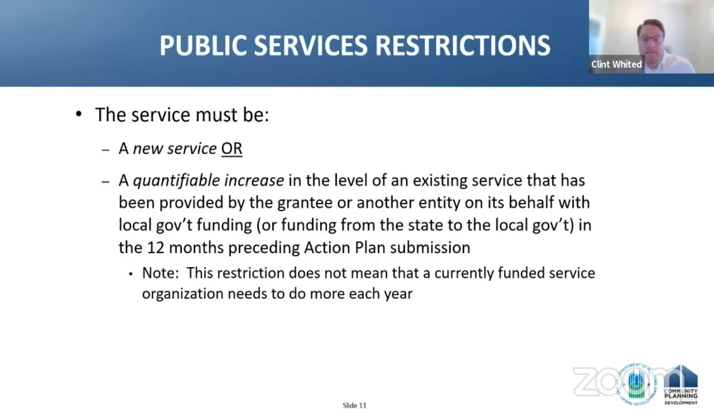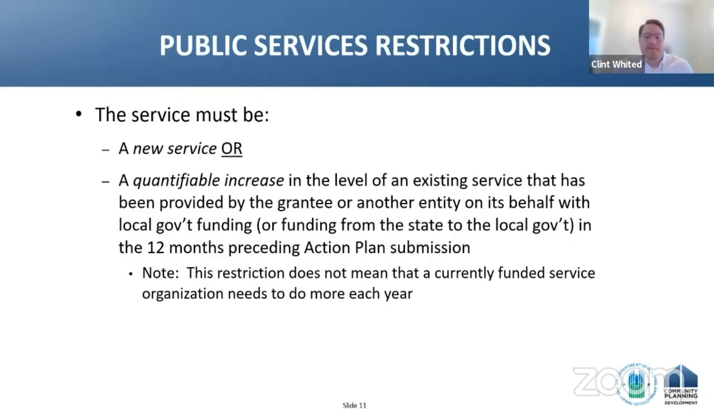What can't happen? What is the rule? You can't replace the local general funds with CDBG funds and continue serving the same 100 people. No supplanting, effectively. And some of you have encountered this situation before or will encounter it in the future. It's a conversation that has been had many times.